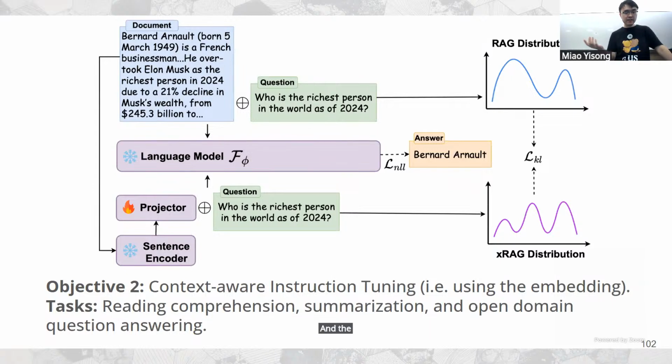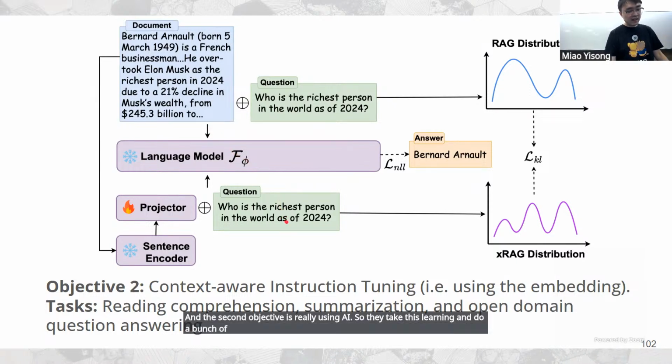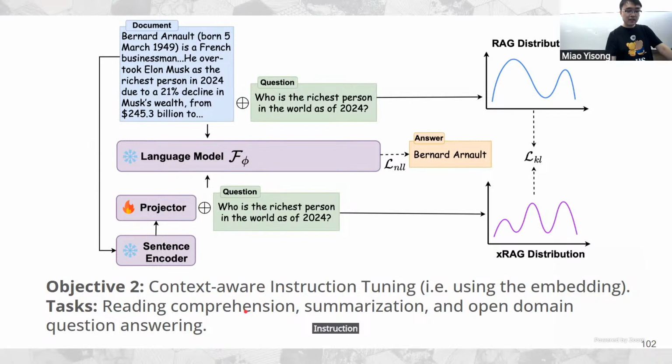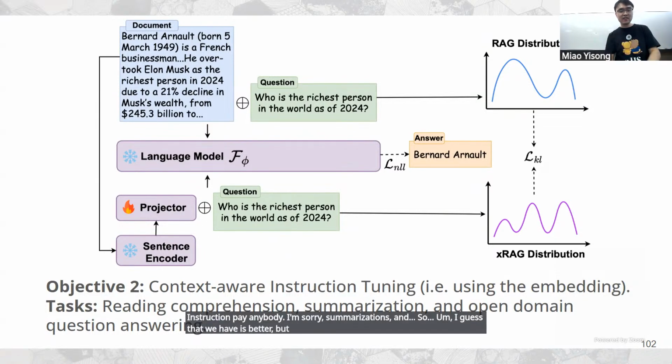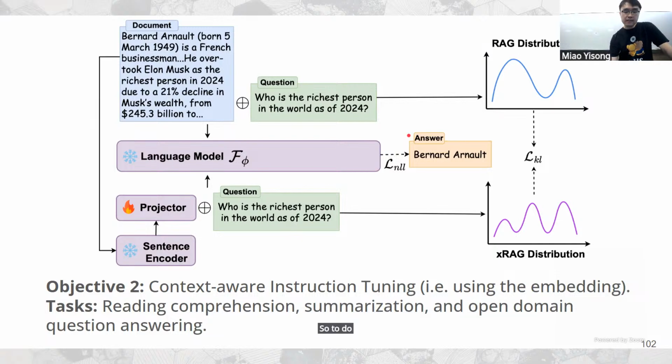And the second objective is really about using the embedding. So they take this embedding and do a battery of instruction tuning, like downstream summarization and open domain QA. The idea is that we have this embedding, but we have to use it very well. So to do so, they try to fit the xRAG distribution to the RAG and the abstract distributions.